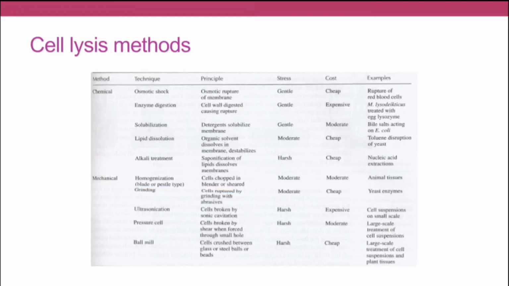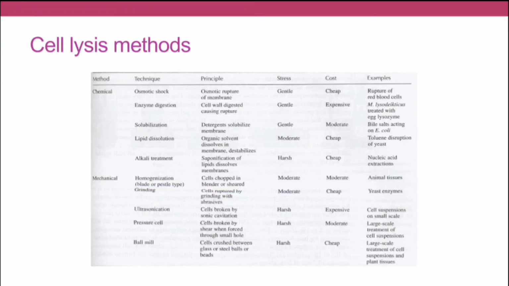Next is alkali treatment, saponification of lipids, which dissolves the membranes, and the stress is very harsh. Alkaline treatment is very cheap. For nucleic acid extraction you can use this alkaline method. Alkali treatment means you can use NaOH or KOH, saturated KOH or unsaturated NaOH, for disrupting the cell walls.